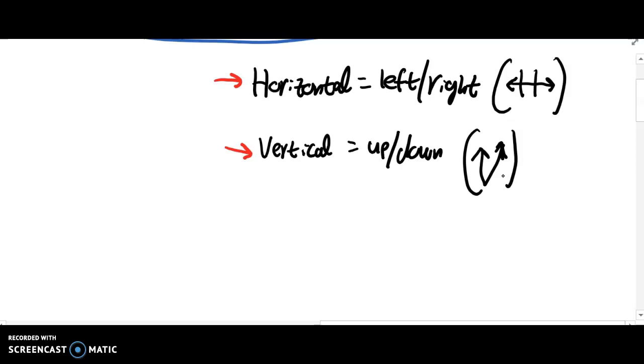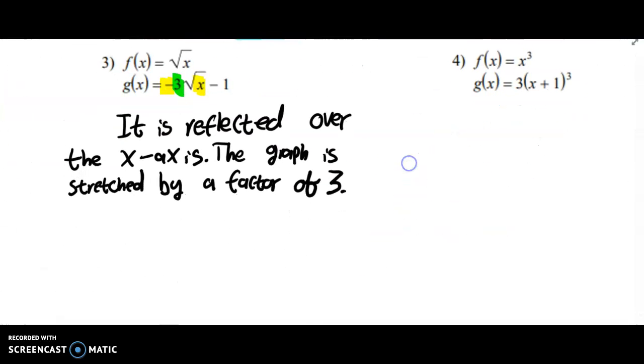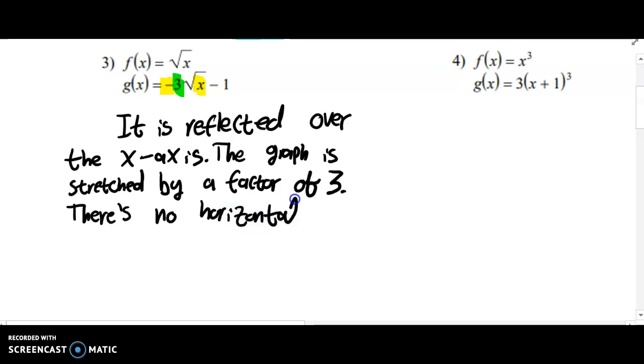So we're going to be using these words. We're not going to say left and right. We're not going to say up and down. We want to use horizontal and vertical. Okay, so we're going to complete sentences. We're going to say there's no horizontal shift. That is because the x is all by itself.